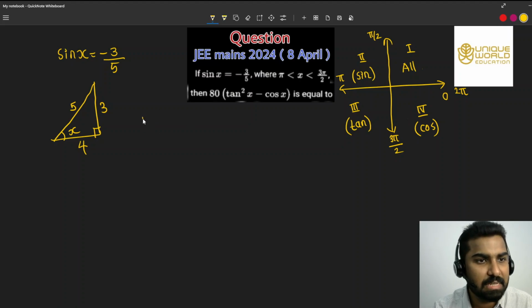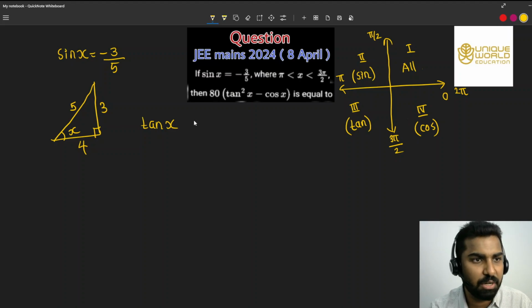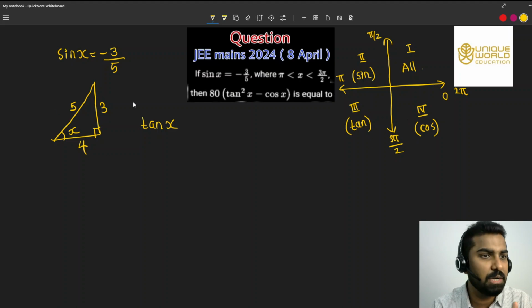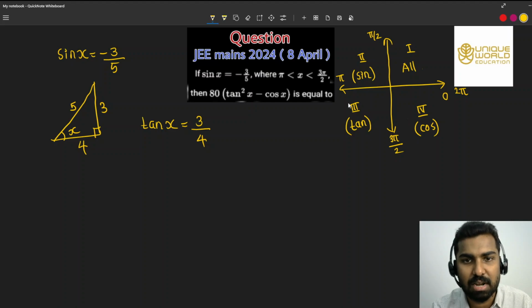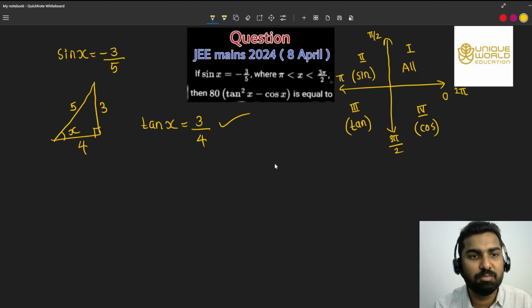Okay, so tan x, that we know, will be equal to opposite divided by adjacent. Opposite by hypotenuse is sine, adjacent by hypotenuse is cos, then opposite by adjacent will be tan. So the tan x value will be equal to 3 by 4. But the function is lying in the third interval, and in the third interval, tan is positive. So let me keep this 3 by 4. There is no need of changing the sign.